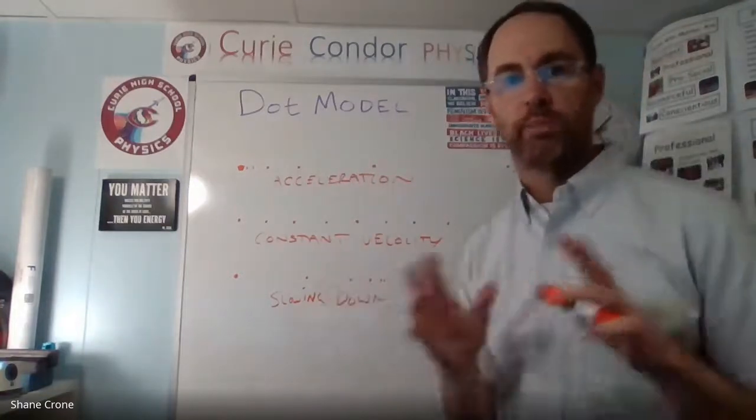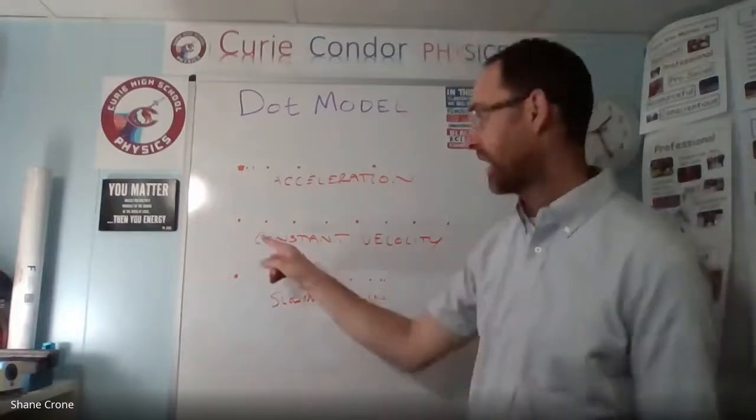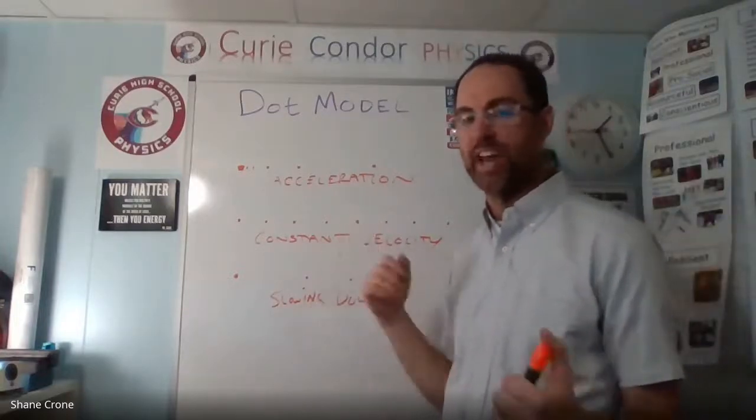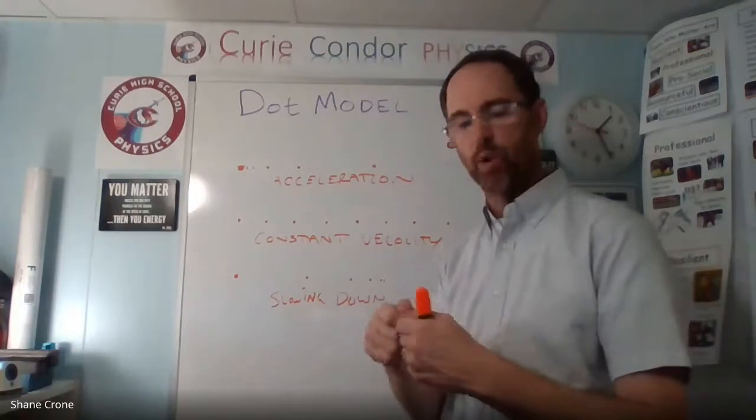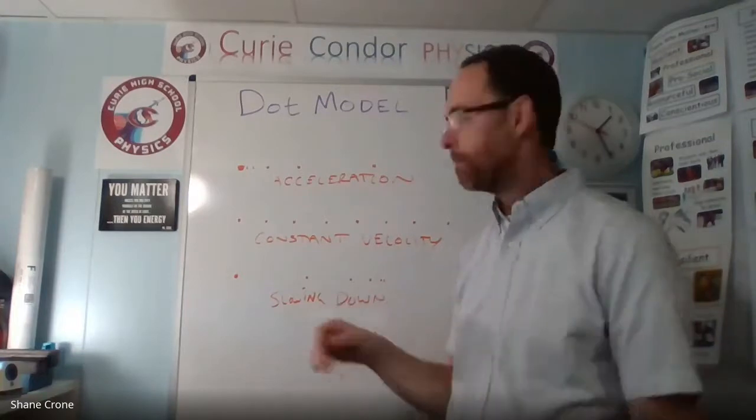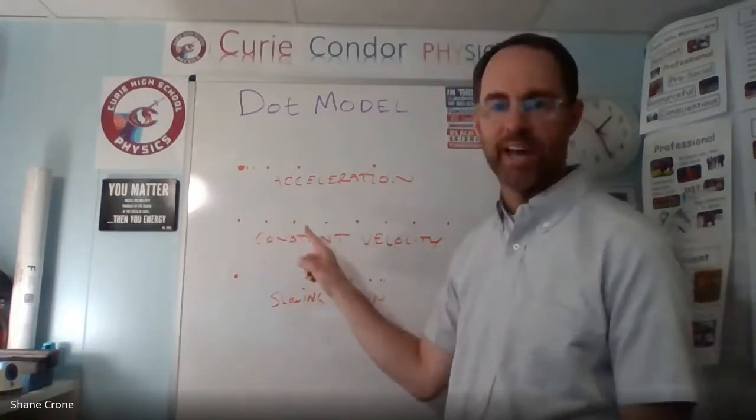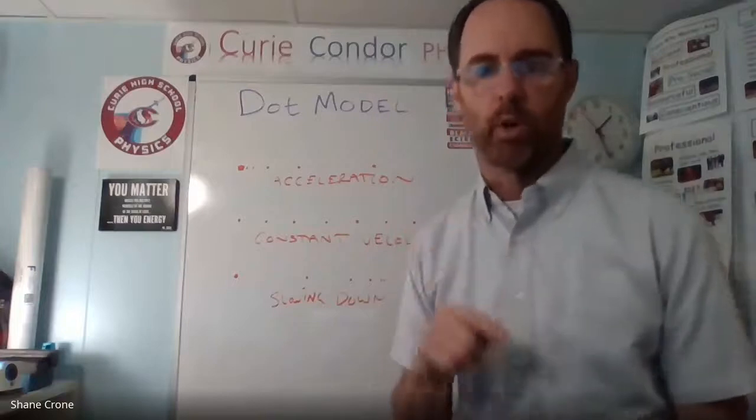And now we're going to look at a machine. I actually have a machine that will create a dot model for any object. You can connect this machine to any object, and it will create a dot model of its motion. But instead of leaving the dots every 1 second, it puts the dots down much, much more rapidly.